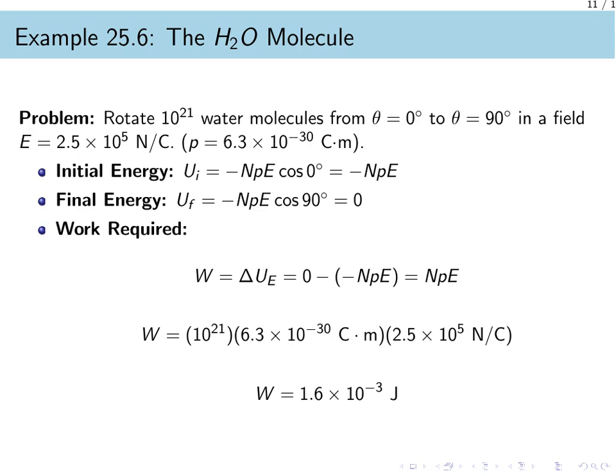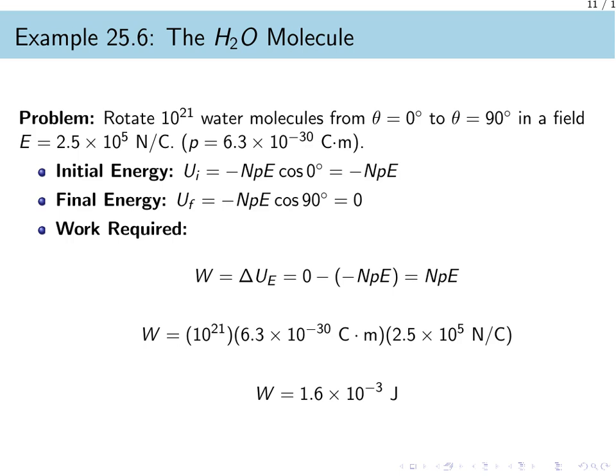Let us consider a numerical example where we calculate the work required to rotate 10^21 water molecules. We start with all the dipole moments completely aligned with the electric field at an angle of 0 degrees, and we rotate them to an angle of 90 degrees.